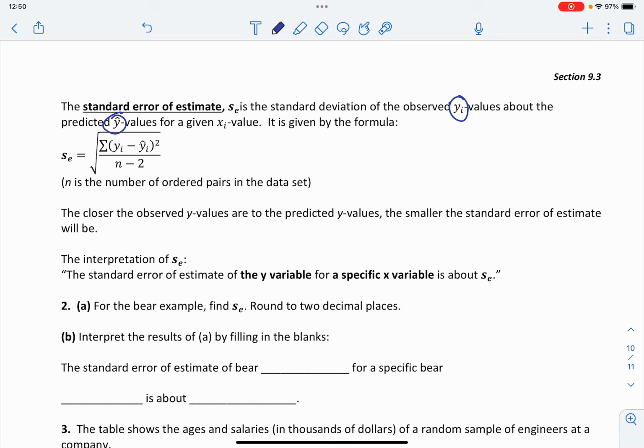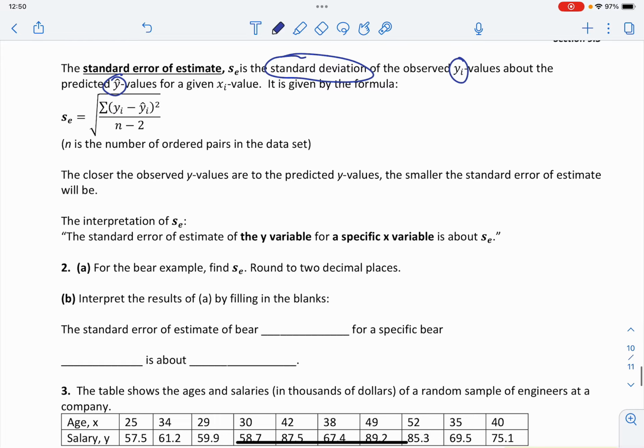There it is. And remember, standard deviation measures spread. So this is telling you how spread out the values are. Right? So the closer the observed y values are to the predicted, the smaller that standard error of the estimate will be, that standard deviation. And I gave you the sentence for the interpretation. The standard error of the estimate of the y value for a specific x value is about S sub e. Okay, so let's practice finding the S sub e and then making the interpretation.